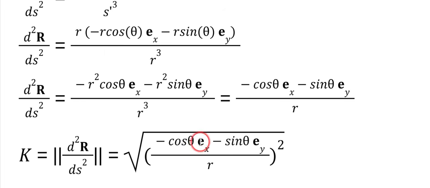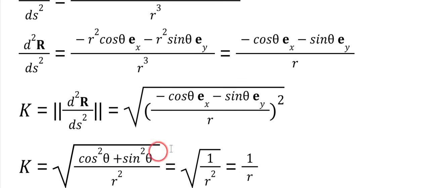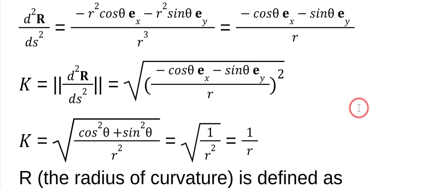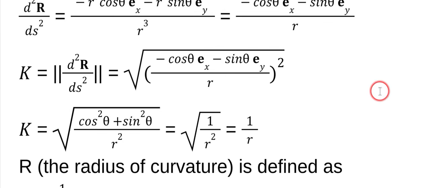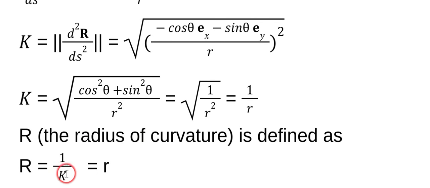Now, remember, ex dot ex is 1, ex dot ey is 0. Ey dot ey is 1, ey dot ex is 0. So we only get two terms. We get cosine squared theta plus sine squared theta over r squared. And we know what that is. That's 1 over r squared. So the square root of that is 1 over r. Okay? So this is the curvature of a circle. And the radius of curvature is defined as r equals 1 over k. So it's just r. So these are two values that are very common in doing this.